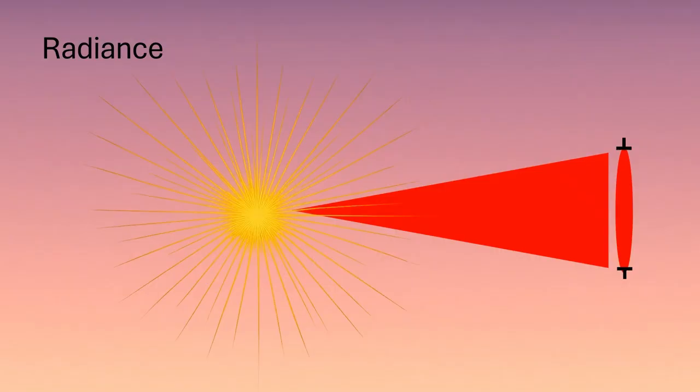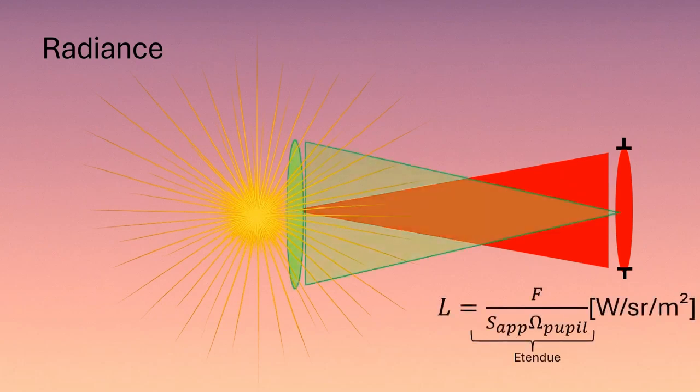But how to define the collected flux in the instrument field of view? With radiance. Radiance defines the flux emitted by the apparent surface of a source as seen by an instrument with a given collecting aperture. It means that now it is possible to consider a source in its globality instead of just one point. In other words, the instrument that we use has now a field of view, which was not the case previously. Radiance is defined as the ratio between the flux and the étendue. Its unit is watt per steradian per square meter.